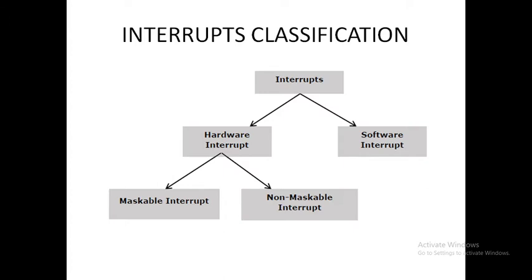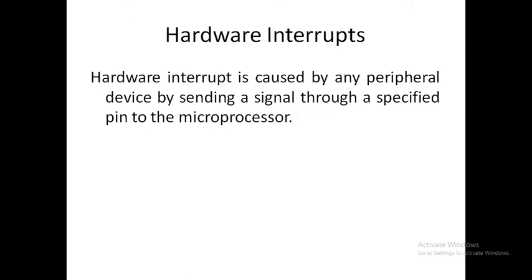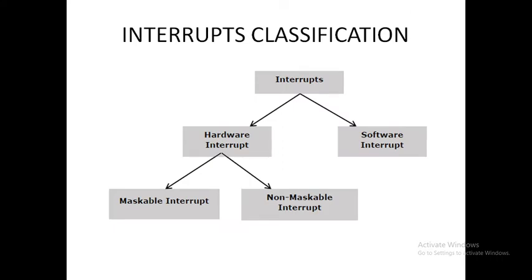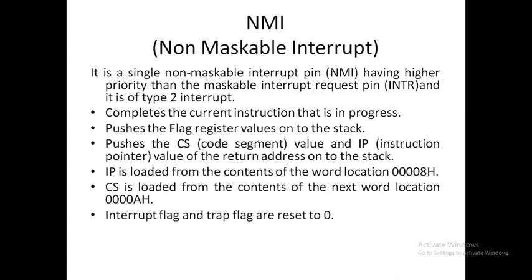Now we move to the hardware interrupt. A hardware interrupt is caused by any peripheral device by sending a signal through a specific pin to the microprocessor. That is, here the pin is specific. The 8086 has two hardware interrupts, that is NMI and INTR. NMI is a non-maskable interrupt and INTR is a maskable interrupt having lower priority. One more interrupt pin associated is INTA, called interrupt acknowledge.